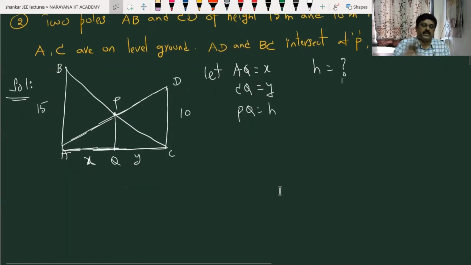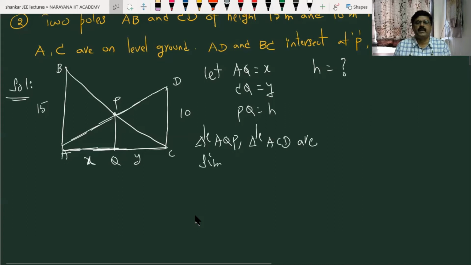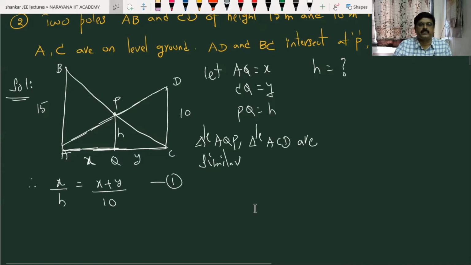See, students, first of all, from this side you see triangle AQP and triangle ACD are similar triangles. This is H I have taken. Therefore, I am going to take x by h, taking proportionality of the sides. You already know that in case of similar triangles, it is nothing but (x plus y) upon 10. This is result number 1, students.